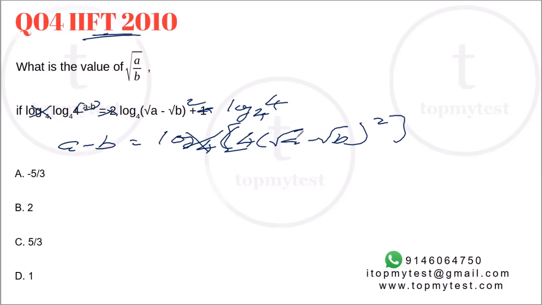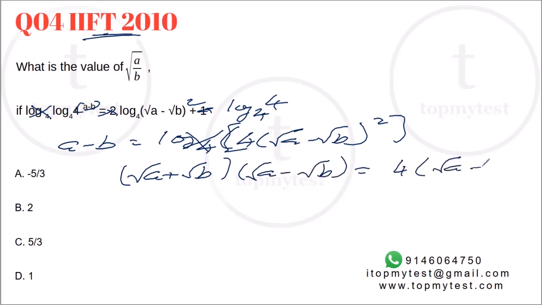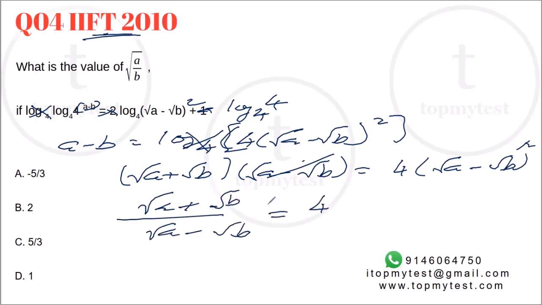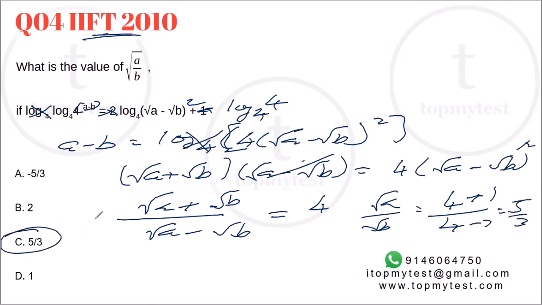Now this is a very standard thing. This now becomes a ratios question. So a minus b is basically root a plus root b into root a minus root b. This is equal to 4 times root a minus root b whole square. One of the values go out. So root a plus root b divided by root a minus root b equals 4. Use componendo and dividendo. You will get root a divided by root b equals 4 plus 1 divided by 4 minus 1. That is 5 by 3. Option C, under 2 minutes to solve this question.